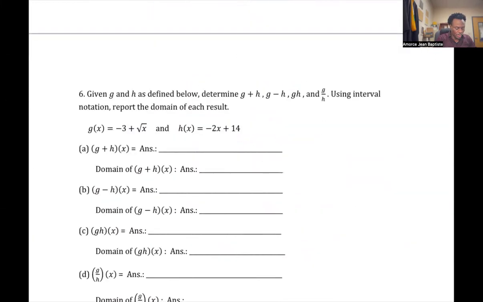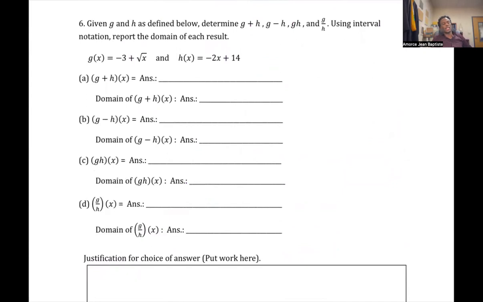Our next example will be a similar function, but it includes some complicated parts. But we have the same formulas that we can apply for each function. We have g of x is negative 3 plus square root of x, and h of x is negative 2x plus 14. Now we want to find f plus g, f plus g plus h. We want to find g plus h, g minus h, g times h, and g divided by h.